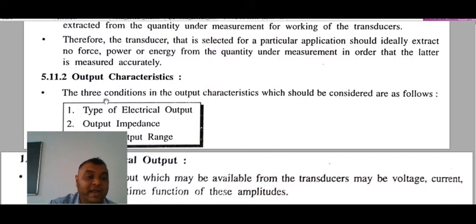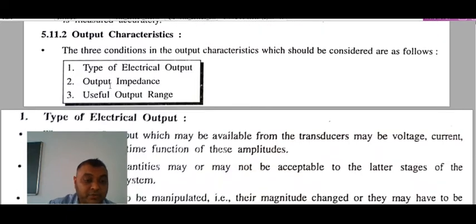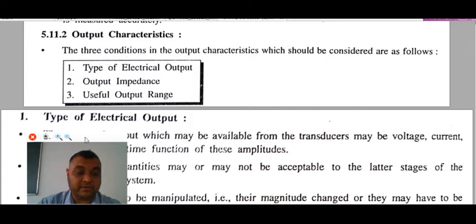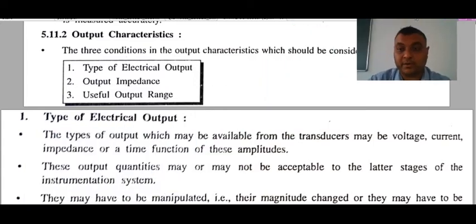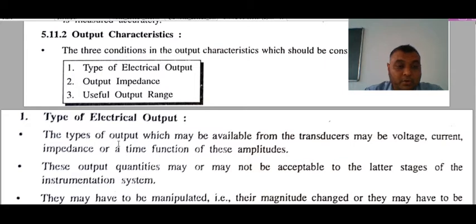Okay, now we will switch over to the output characteristics. So what is the output characteristic? Three kinds of output characteristics are given over here. That is, first, type of electrical output, output impedance, and useful output range. Okay, now which kind of electrical output will be given?